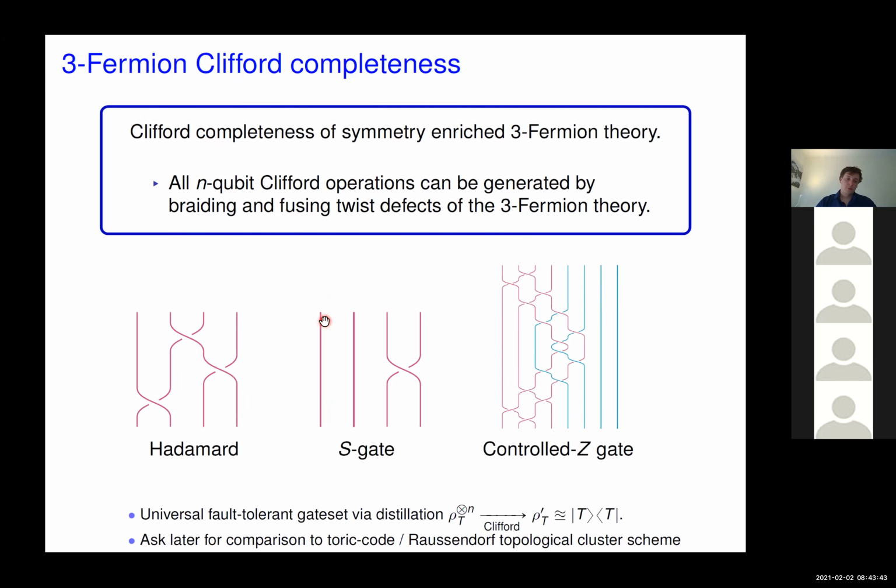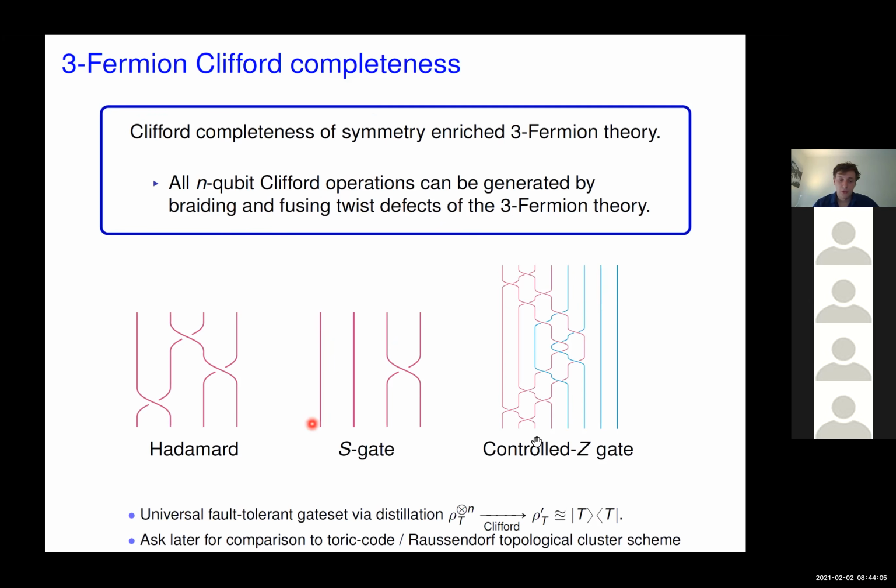So now I just want to claim without proof that the symmetry enriched anyon theory is Clifford complete, meaning we can braid and fuse twist defects of the three fermion theory to generate all Clifford operations. I think this computation scheme is quite nice, and unfortunately I don't have a lot of time to go into the details, but the main idea here is that all of the Clifford unitaries can be achieved by certain braids.